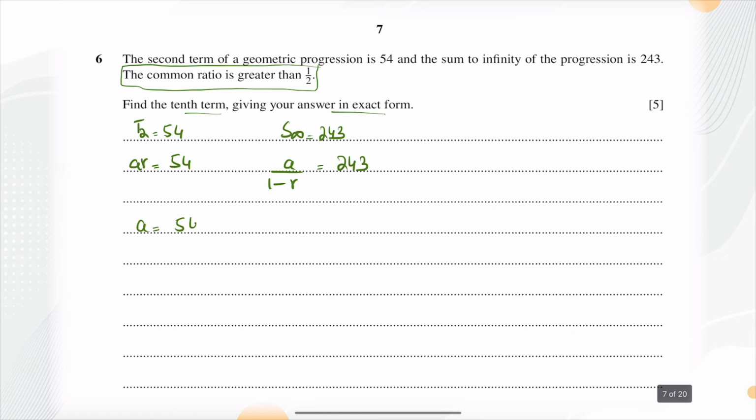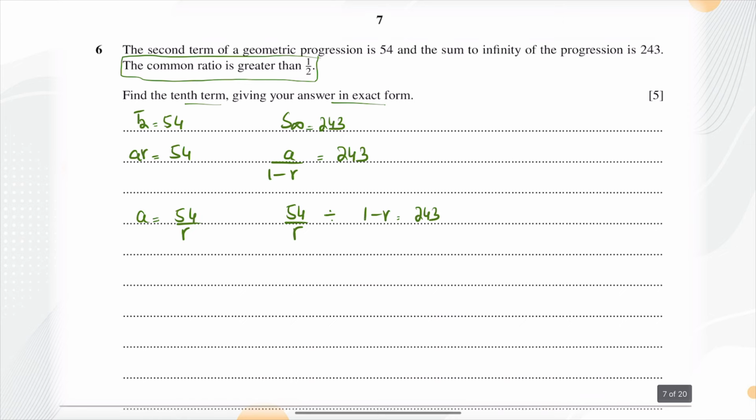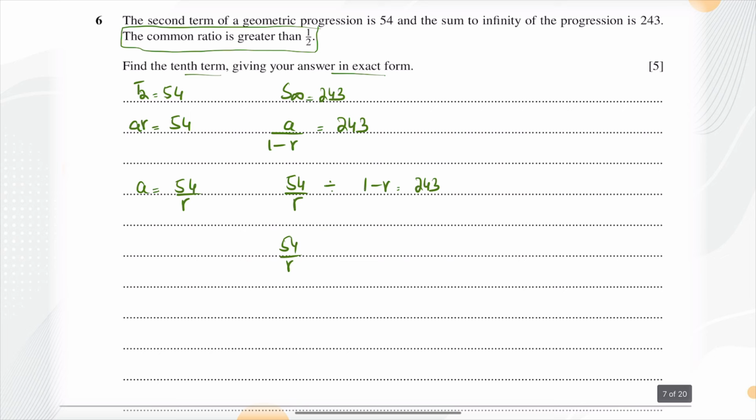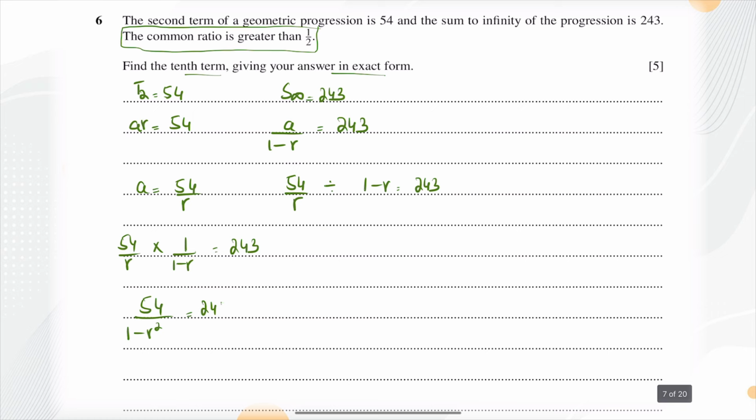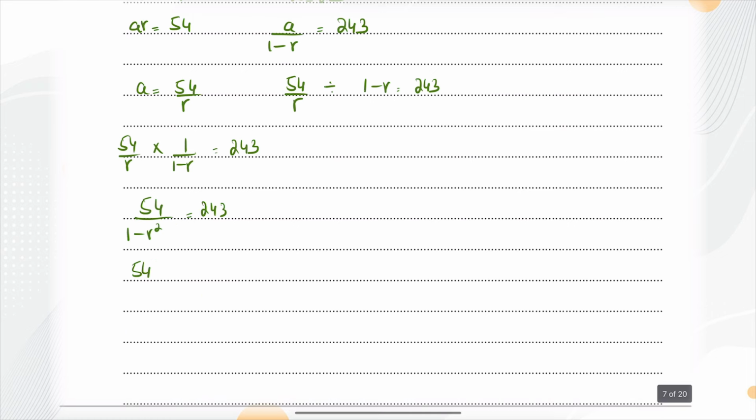So if you make A the subject, that's going to be 54 upon R, and then if you plug it in over here, 54 upon R divided by 1 minus R is equal to 243. So this means 54 upon R into 1 upon 1 minus R is equal to 243. Make sure to use the space efficiently. Now the denominator looks like this, 54 over 1 minus R square equals 243, and then if you cross multiply, this is what you're looking at. 54 equals 243 R minus 243 R square.